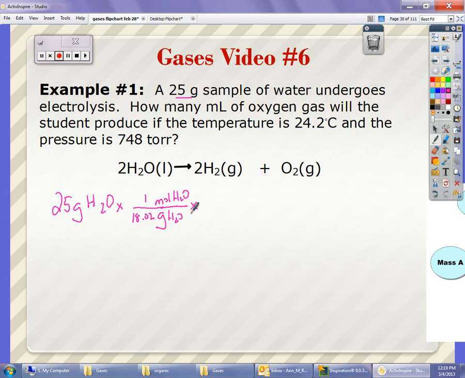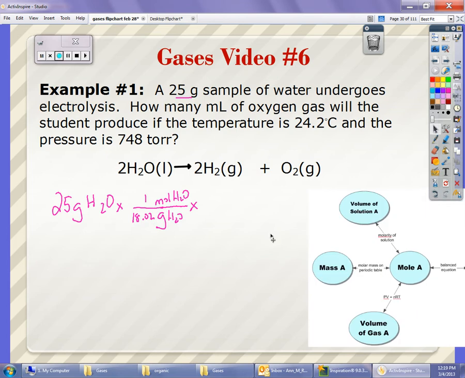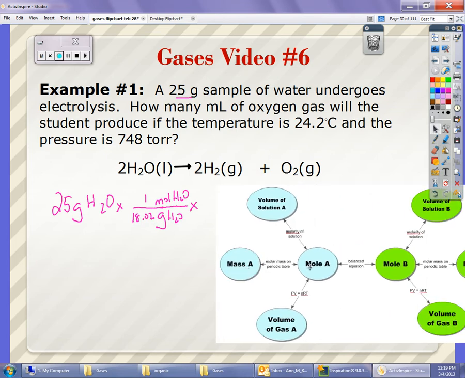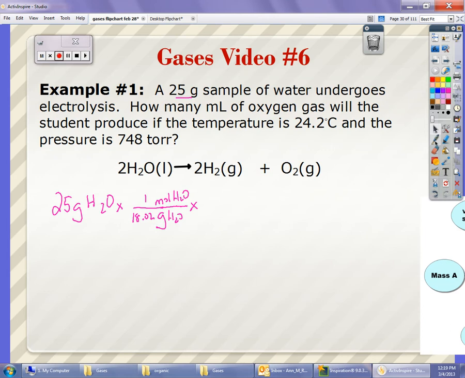At this point, we are now going to go from moles of A to moles of B. So moles of water to moles of oxygen using the balanced equation. This is a 2 to 1 mole ratio. As before, we want our units to come down. So moles of water comes down, and moles of oxygen gas goes on top. And this is a 2 to 1 ratio.